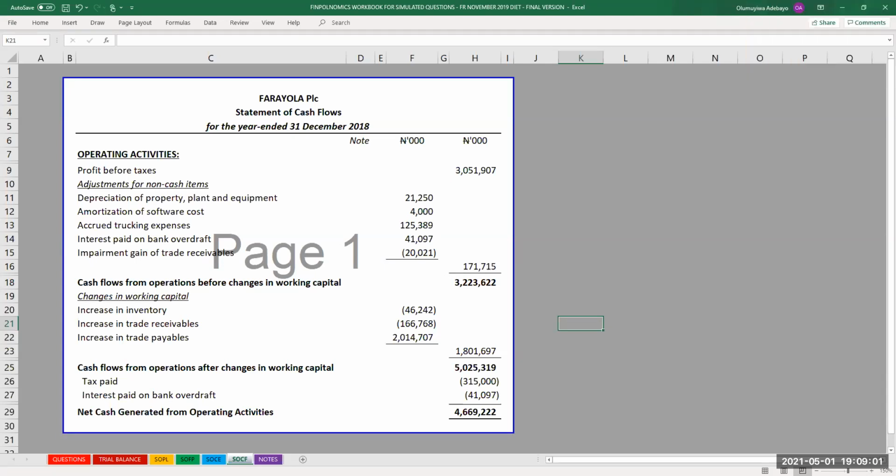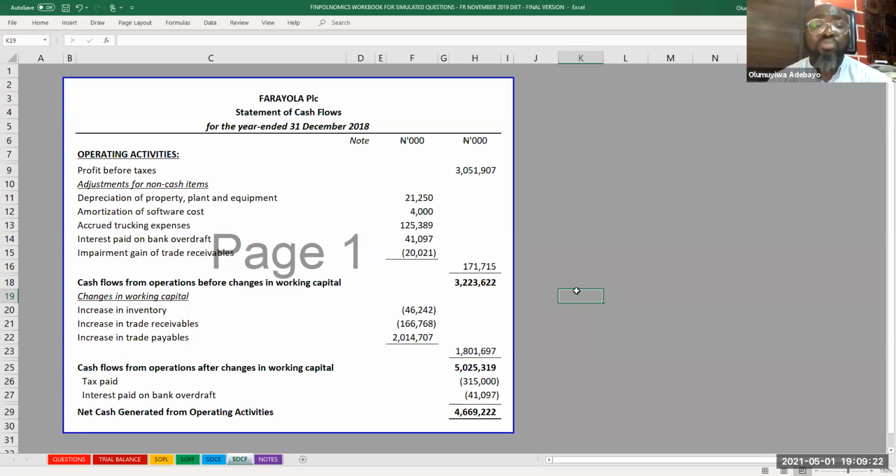Okay, good evening. I wanted to ask, regarding the profit before taxes under operating activities, I've seen a situation whereby in some questions they take the profit before interest or tax. Is there any difference between using the profit before interest and tax and using the profit before tax?